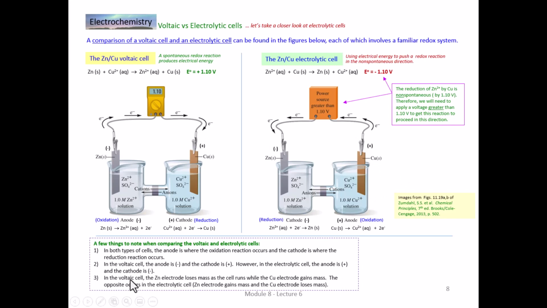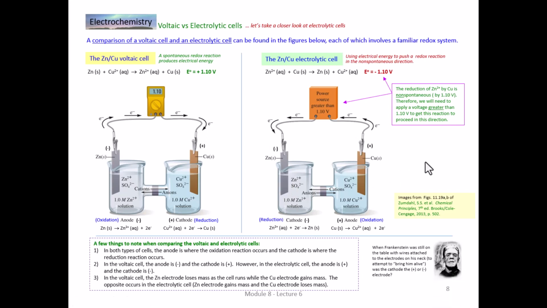In the voltaic cell, the zinc electrode loses mass as the cell runs, while the copper electrode gains mass. And that makes sense because you're turning zinc metal into zinc ions and copper ions into copper metal in the voltaic cell. However, the opposite occurs in the electrolytic cell. You're removing electrons from the copper electrode. So the copper electrode is slowly turning into copper ions and is losing mass. And the zinc electrode is gaining mass because you're forcing zinc ions to plate out as zinc metal on top of the zinc electrode.